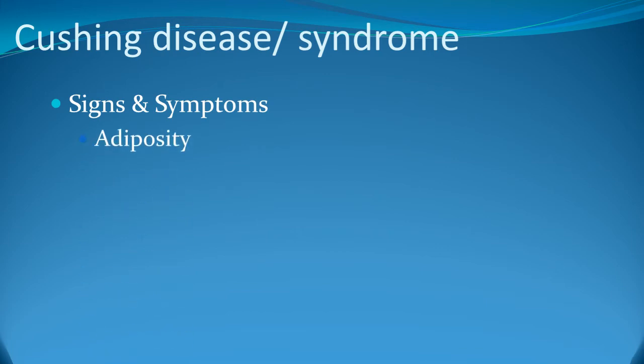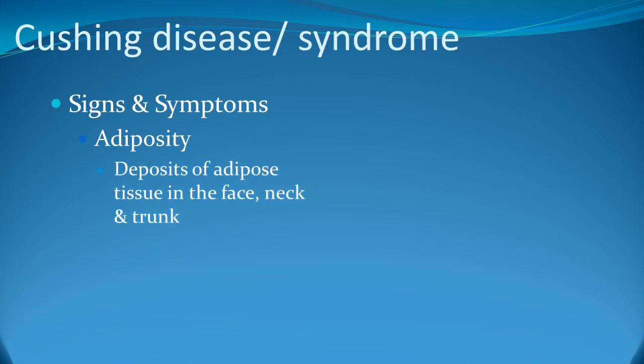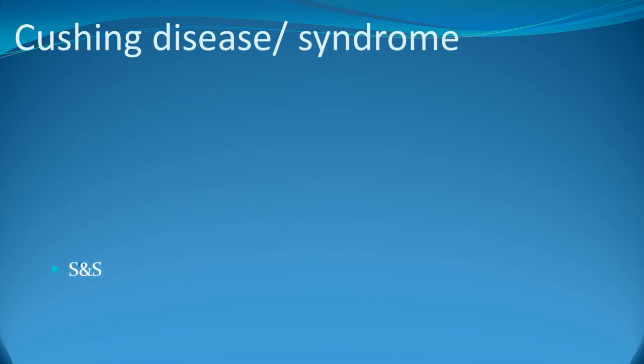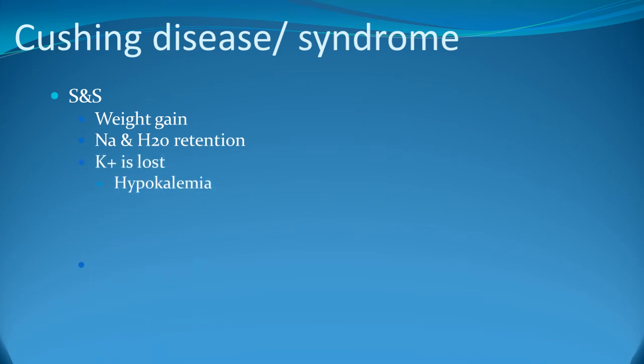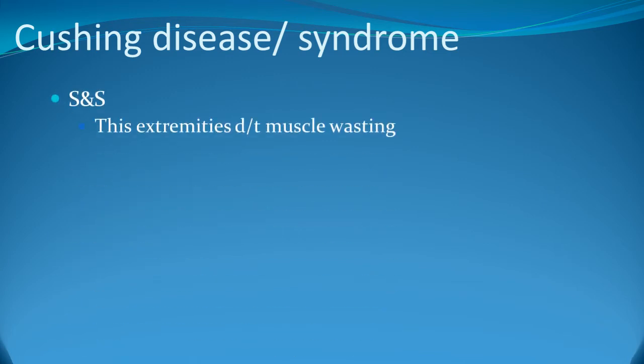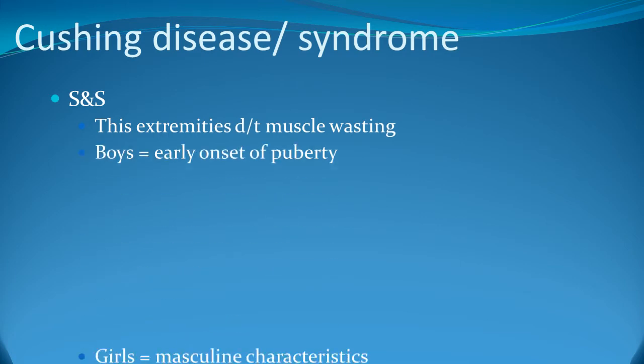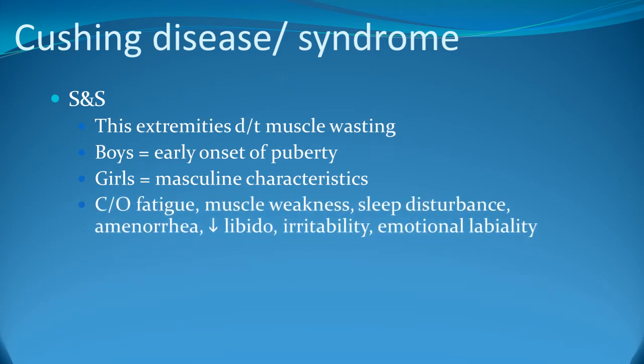The signs and symptoms include adiposity with altered fat distribution: moon face, truncal obesity, buffalo hump, thin extremities, and increased abdominal fat, with deposition of adipose tissue in different places. The patient may have weight gain, sodium and water retention, potassium loss, hypokalemia, and purple striae on the abdomen. The skin bruises easily and wound healing is delayed, and there may be osteoporosis and hirsutism. The extremities will show muscle wasting.